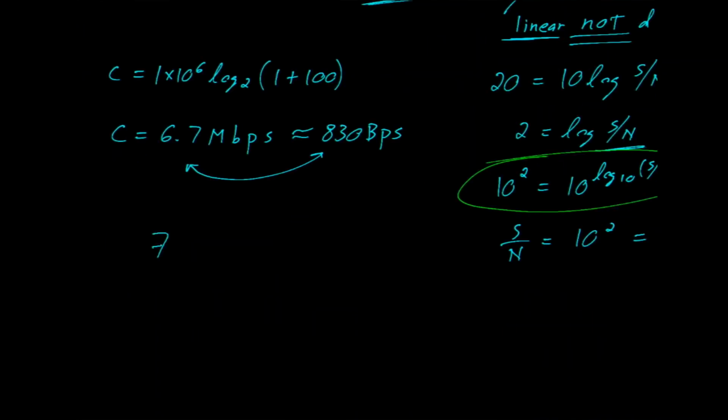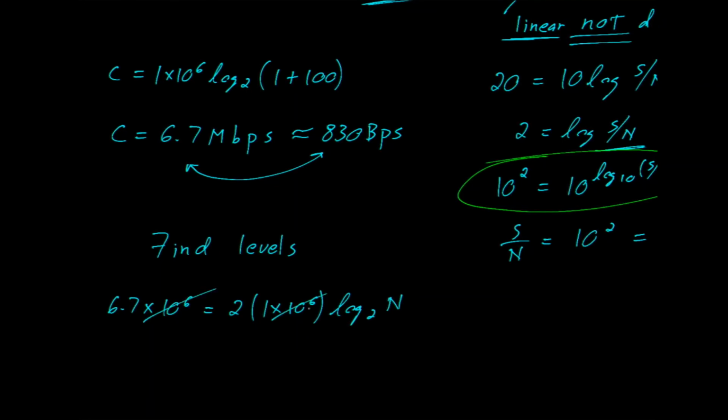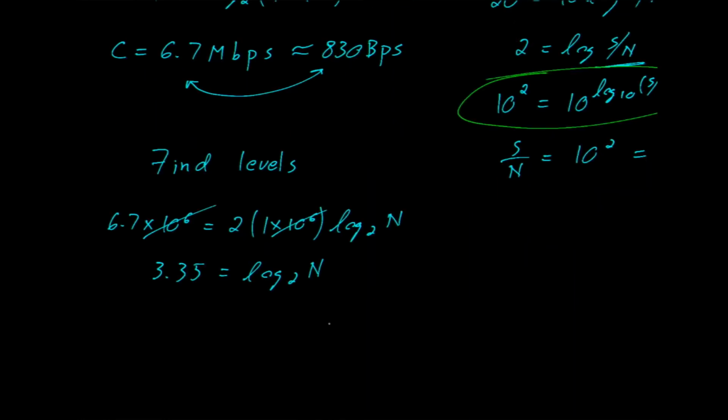As for the levels, 6.7 times 10 to the 6th is equal to 2 by 1 times 10 to the 6th log base 2 of n. 3.35 is equal to log 2 of n. Solving for n, that's 2 raised to the 3.35, which is approximately 10. In the real world, we're unlikely to use 10 levels. Instead, we can lower the performance and allow 8 levels, or we can increase the bandwidth and accept 16 levels.